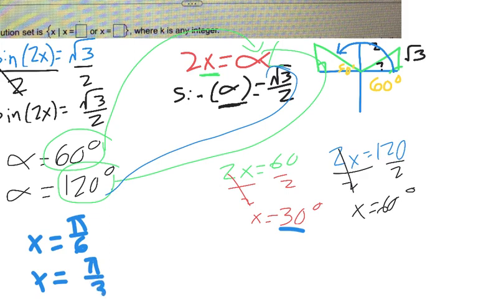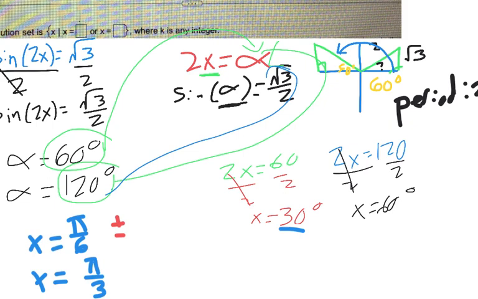Okay, that's the first part. I found the two angles. Now, typically, sine and cosine repeat themselves every 2 pi radians. That's why the period of those trig functions is 2 pi. It repeats every 2 pi. So on our answer, we have to account for all possible answers. So we normally add or subtract 2k pi to this value to get another valid solution.